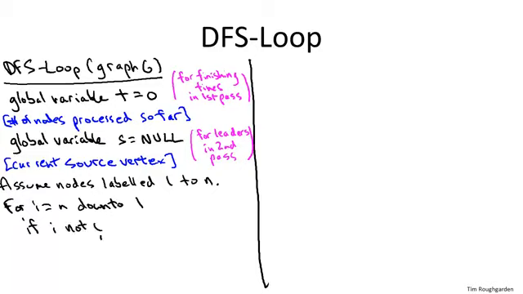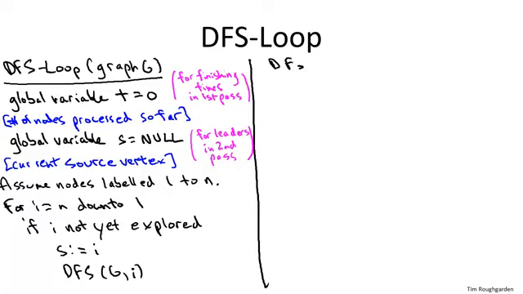Now remember, the global variable s is responsible for keeping track of the most recent node from which depth first search had been initiated. So if i is not explored and we initiate a depth first search from it, we better reset s. And then we do the usual DFS in G, starting from the source node i. So for completeness, let me just remind you what the depth first search subroutine looks like. So now we're given a graph and a starting node. The first time we see a node, we mark it as explored.